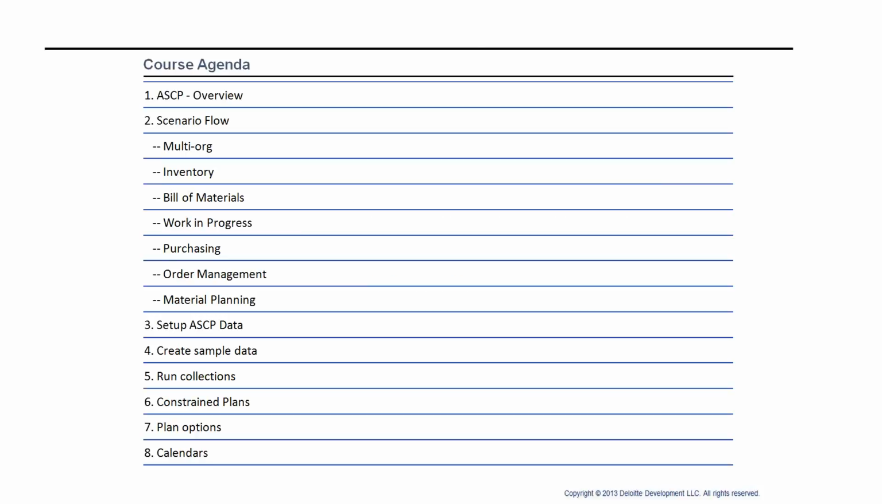So going to the course agenda of today, we will cover ASCP overview and scenario flow. In the scenario flow, we will be covering the multi-org structure, setting up the multi-org structure, the inventory module of Oracle, the bills of material, the work in progress, the purchasing, order management, and the MRP. All these module setups are prerequisites for ASCP, because ASCP is the planning module of Oracle, which requires data from every field to come up with some meaningful data. So we will see that in the due course of time.